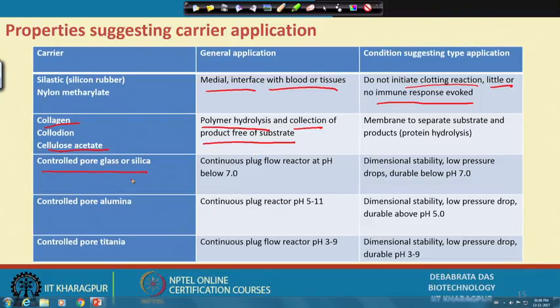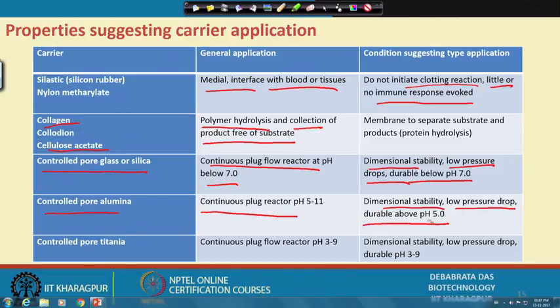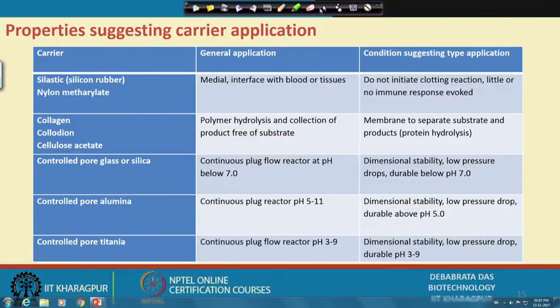Then controlled pore glass is used for continuous plug flow at pH below 7, with dimensional stability, low pressure drop, and durable below pH 7. Controlled pore alumina is for continuous plug flow reactors, pH 5 to 11, with dimensional stability, low pressure drop, and durable above pH 5. Controlled pore titania is for continuous plug flow reactors. So these are the different properties of some carriers that have been reported.